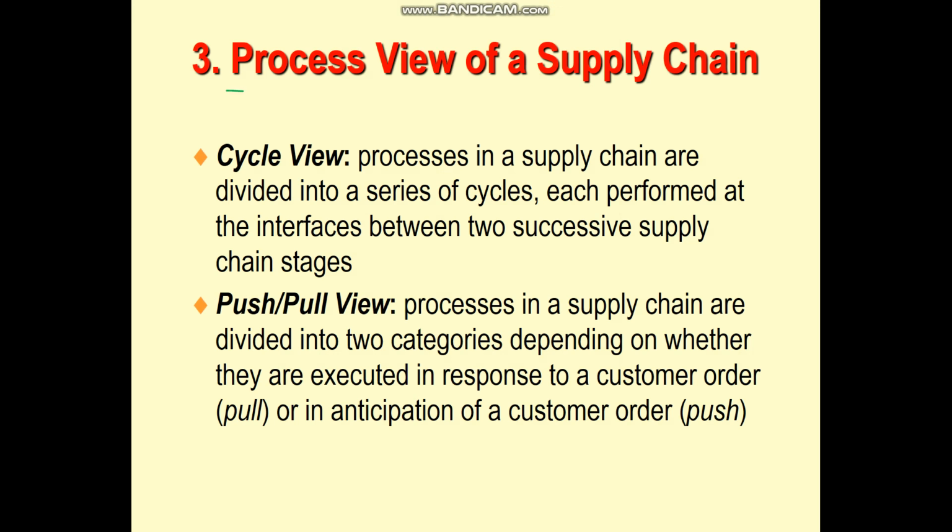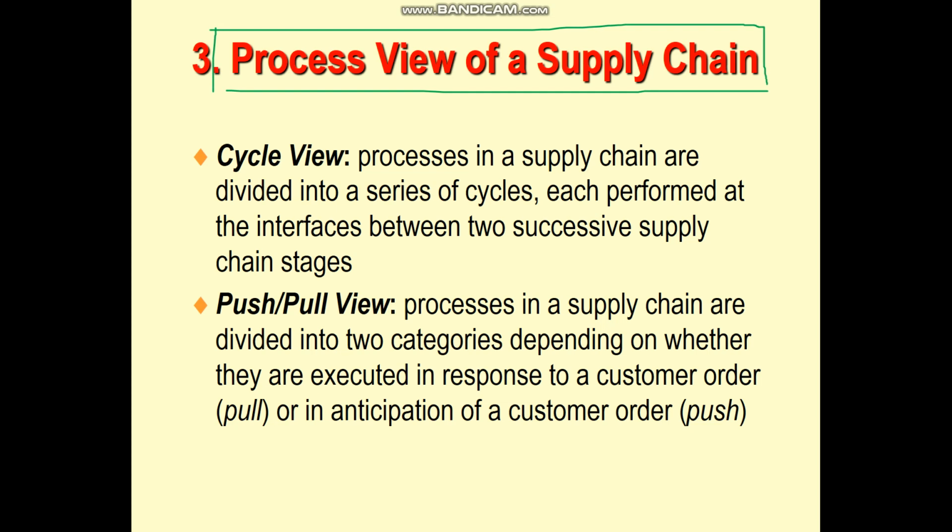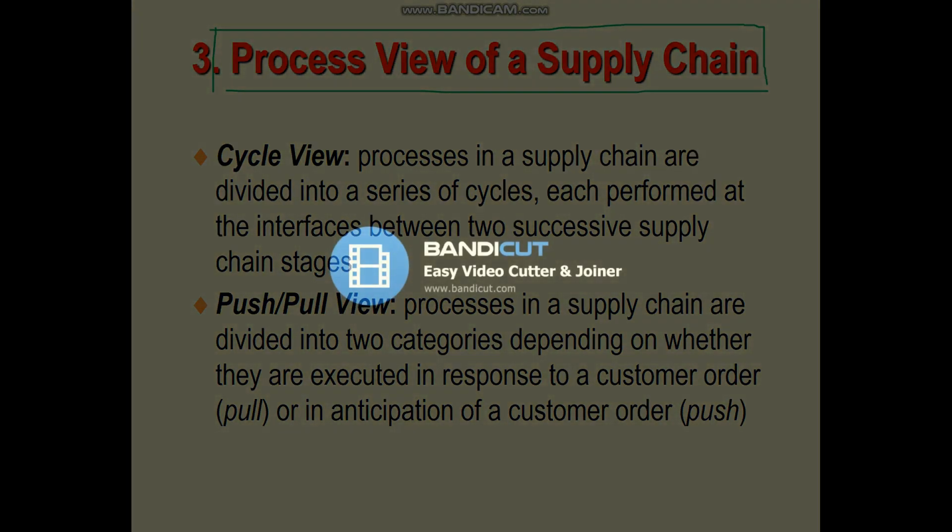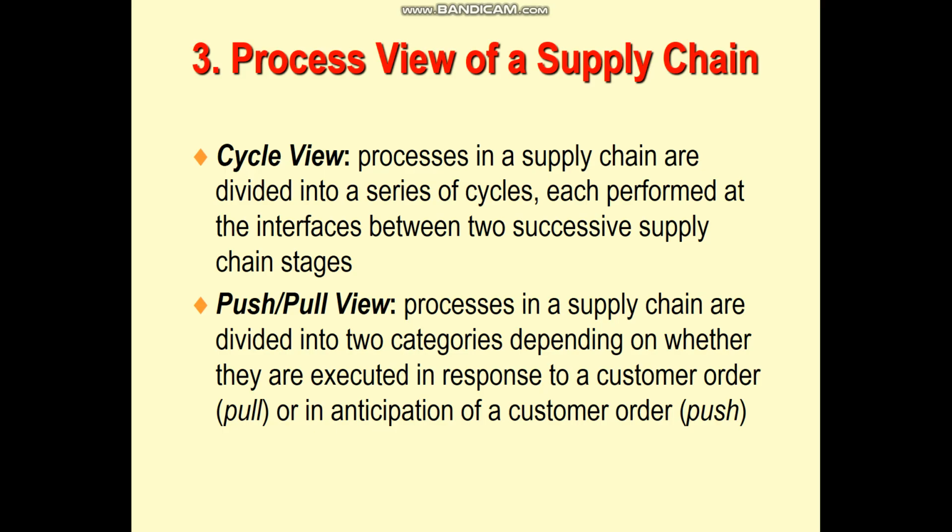Okay, so that is the overview of supply chain management and the decision phases in a supply chain. In the next part, we will learn about the process view of a supply chain. So we have two main ways to view the activities in a supply chain. The first one is the cycle view and the second one is the push and pull view.